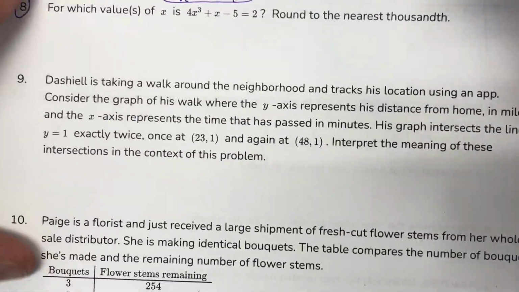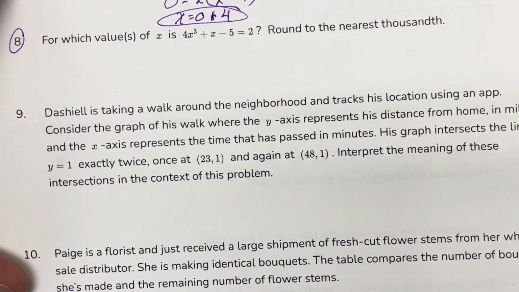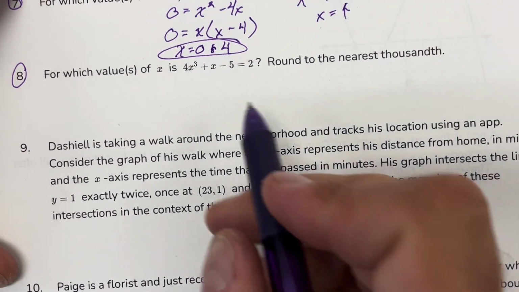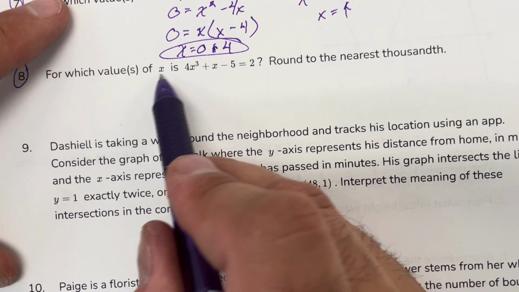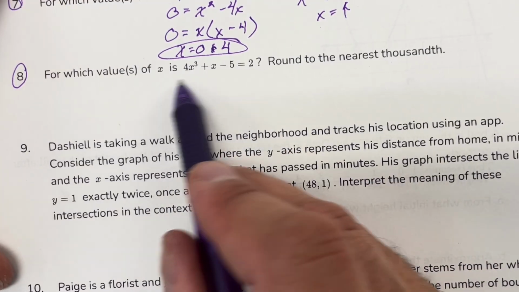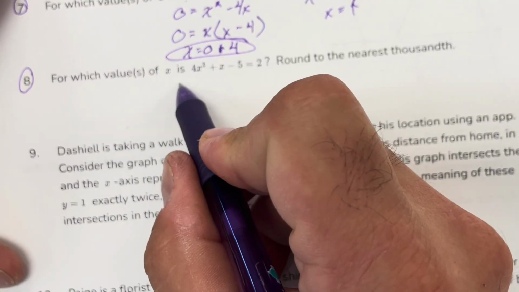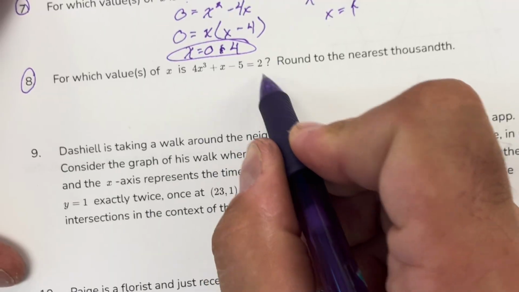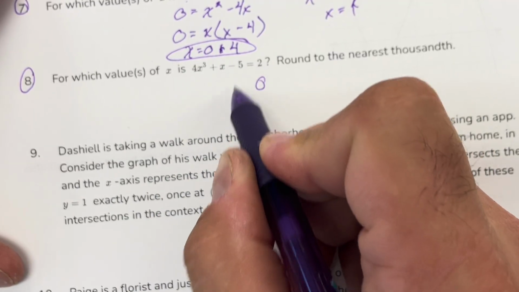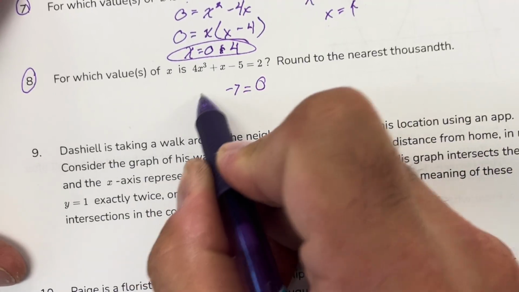Okay, let's move on. Last one here. For what values is x equal to 2? This is one where, oh boy. All right, so I want to move this to the other side, get a 0 on this side. We're going to subtract 2, so we're going to have a minus 7. That is not looking nice.